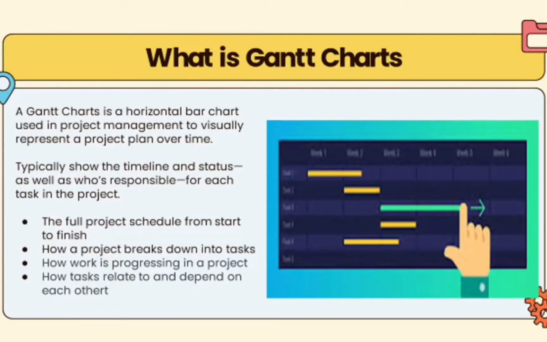What is a Gantt chart? A Gantt chart is a horizontal bar chart used in project management to visually represent a project plan over time. It typically shows the timeline and status as well as who is responsible for each task in the project. It is used for the full project schedule from start to finish. It shows how a project breaks down into tasks, how work is progressing in a project, and how tasks relate to and depend on each other.